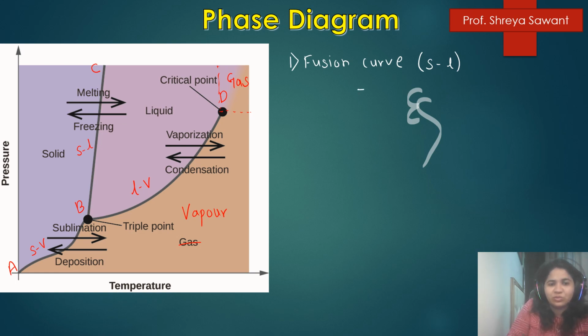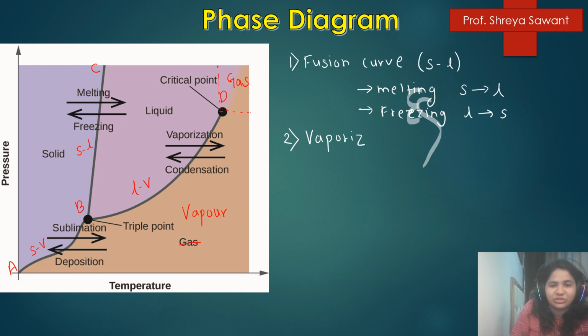So here are two processes: melting, which converts solid to liquid, and the second, freezing, which is from liquid to solid. Now the second curve, the BD curve, is called the vaporization curve.